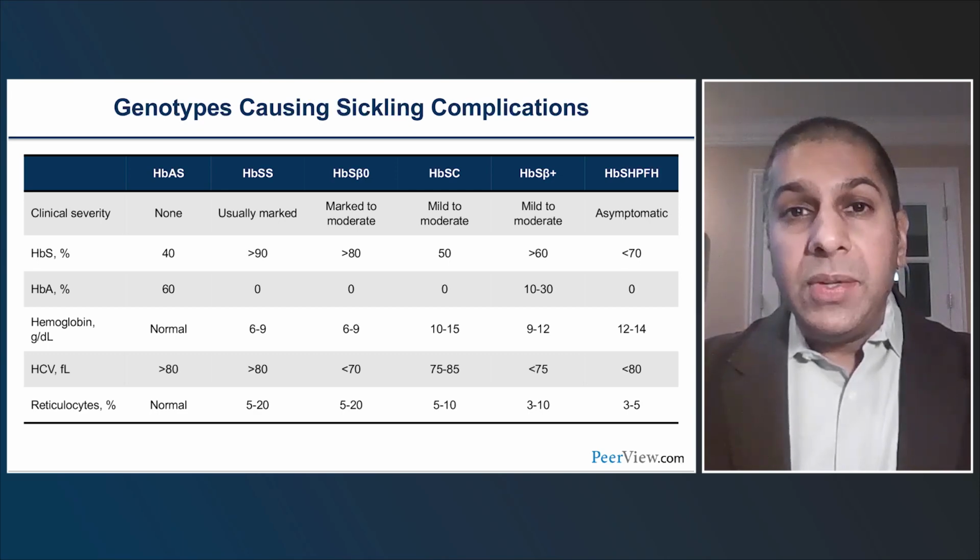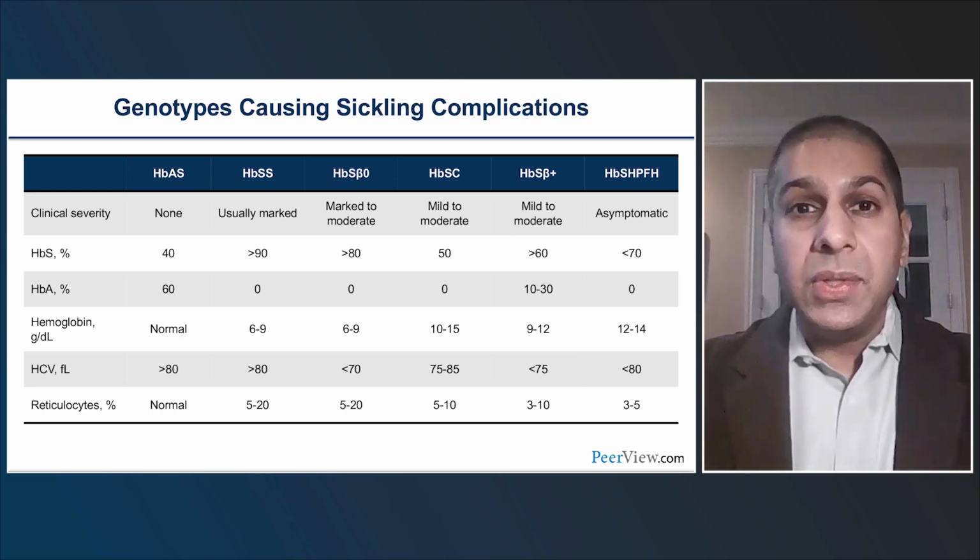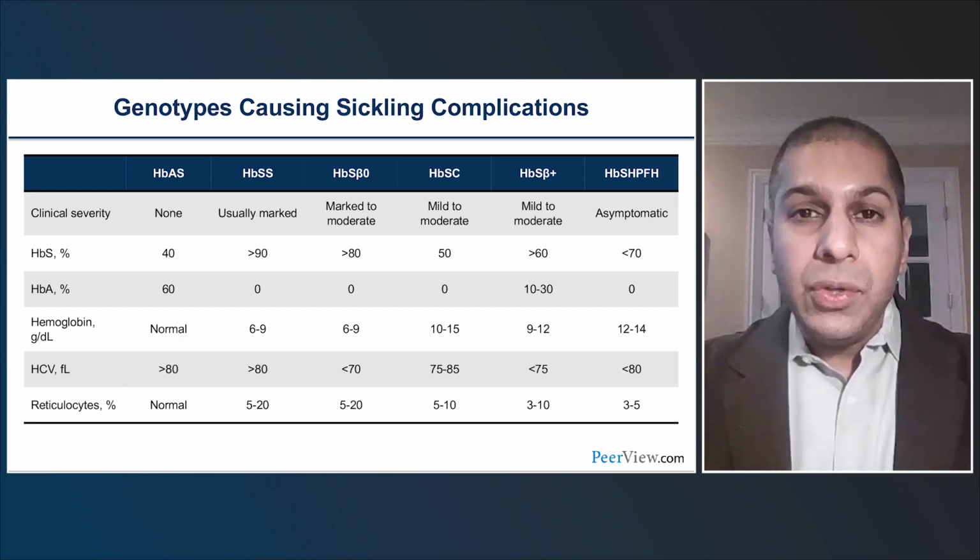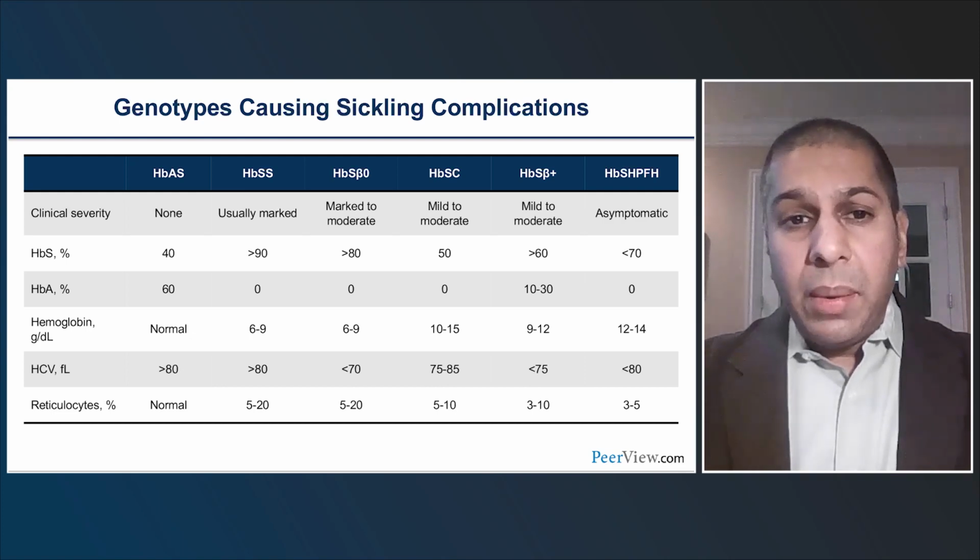About 3/4 of patients with sickle cell disease in the U.S. have SS genotype, and this is often termed sickle cell anemia. And here you should see predominantly hemoglobin S. And they usually have a marked clinical severity with both hemolysis and vaso-occlusive complications. S beta 0 presents very similarly to hemoglobin SS.